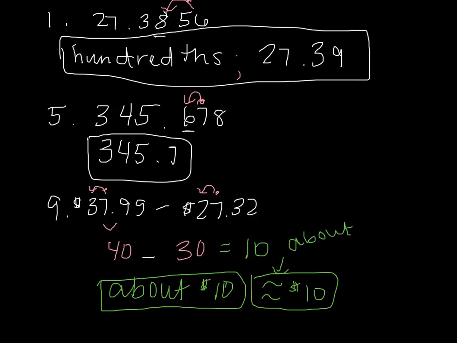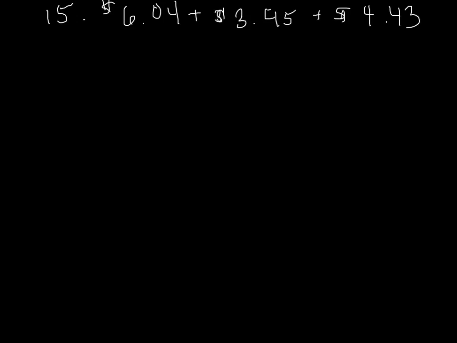Okay, so let's try doing number 15, which is a front-end estimation problem. Number 15 says add, using front-end estimation, 6 and 4/100 plus 3, I suppose I could just talk money, $3.45 plus $4.43.